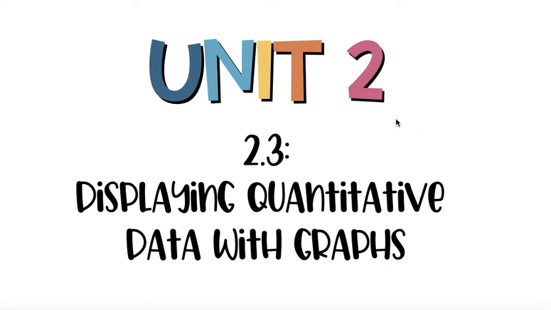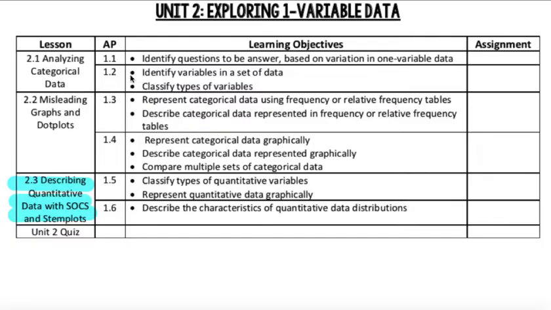All right, this is Unit 2.3, displaying quantitative data with graphs. So our goal today is to be able to classify types of quantitative variables and represent that data graphically. So we started that last time with dot plots. That was our first graph that we described quantitative data.